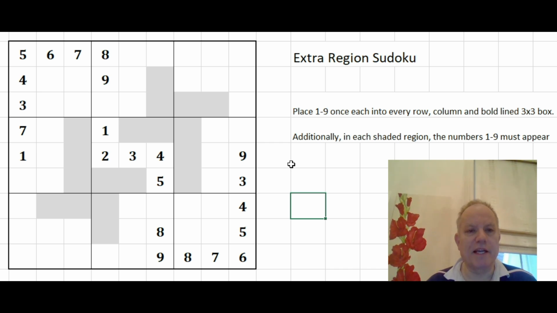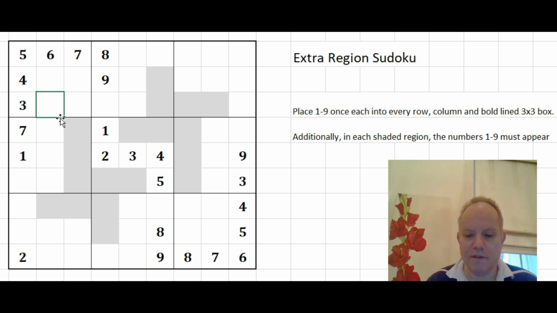I'm just solving in Excel here because to put these shapes in, I need something that's not one of the regular solvers. Right, so let's just start down here where I can see we've got 1, 7, 3, 4, 5 in the column and 9, 8, 6 in the row. The only possibility left is a 2 there. And nothing else coming from that.